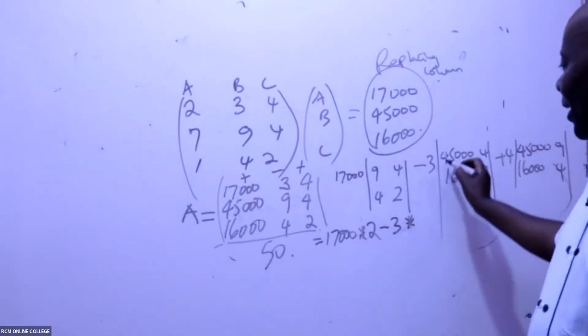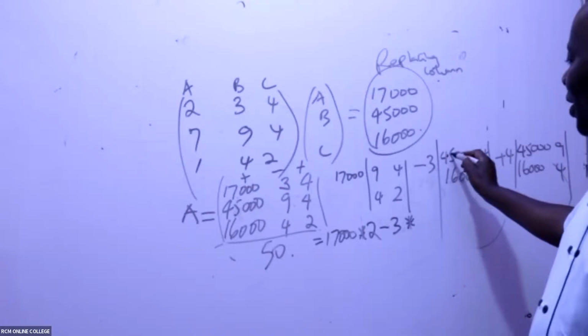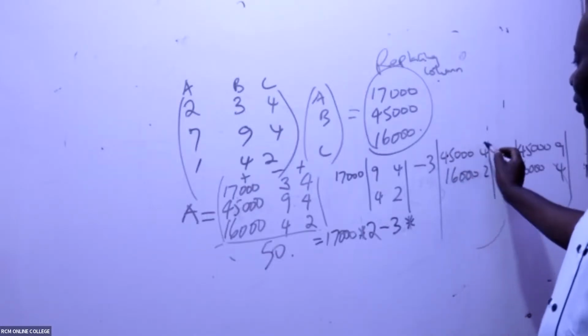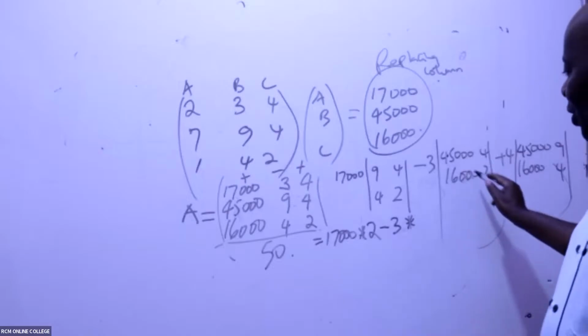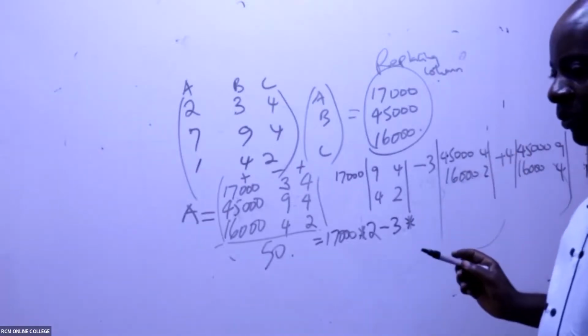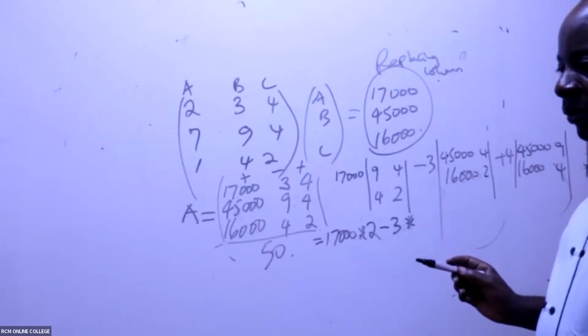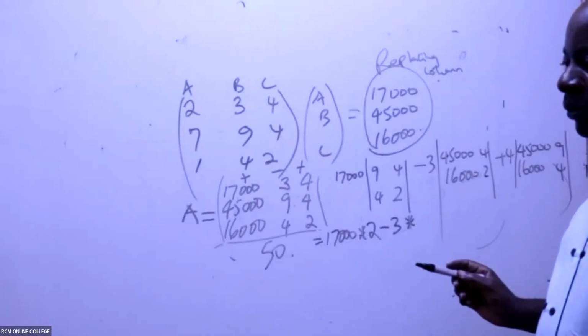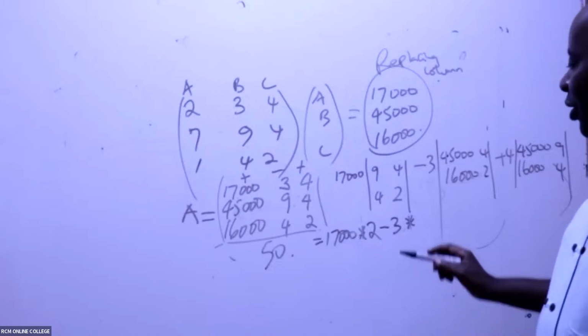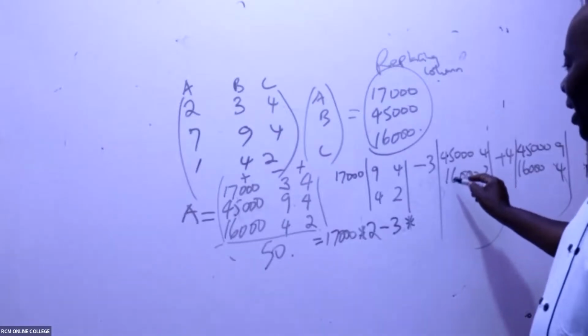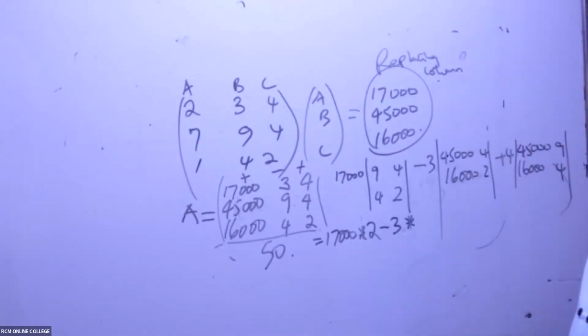How about this determinant? So this will be 45,000 times 2 minus 16,000 times 4. I hope there is somebody who is following this up as I come to repeat later. So 45,000 times 2 minus 16,000 times 4. What figure are we getting there by any chance?